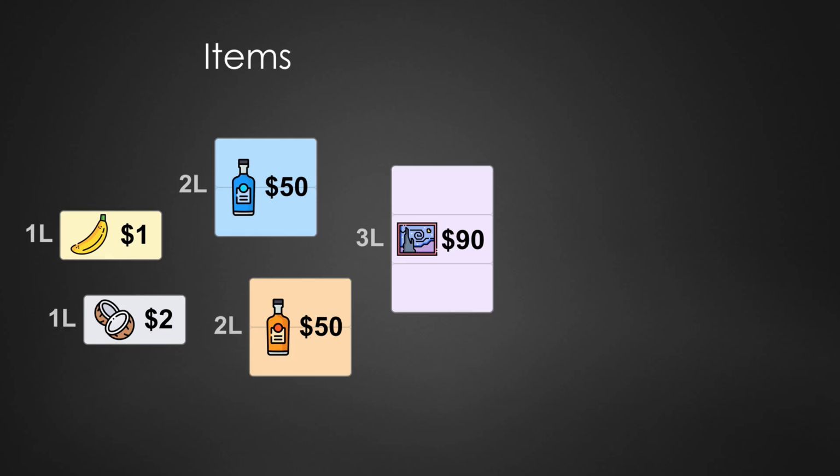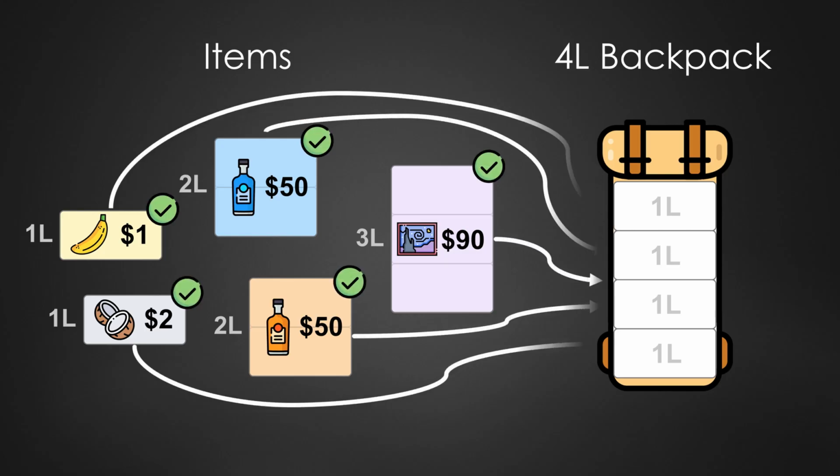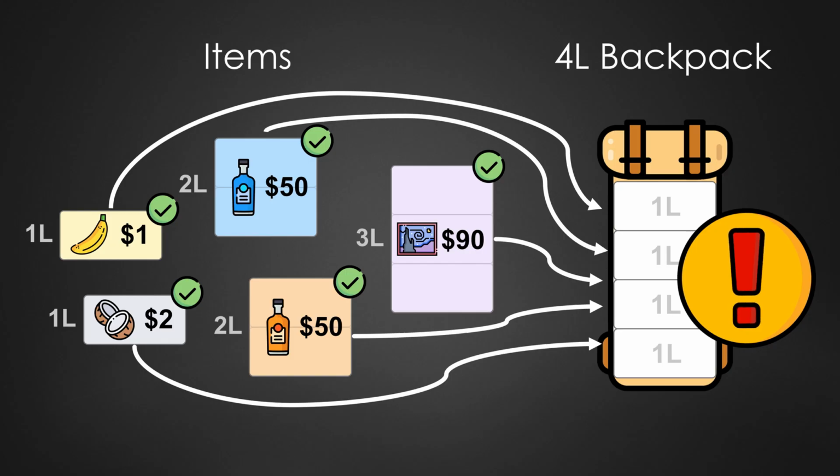For instance, the banana is worth $1 and takes up 1 liter, while the painting, worth $90, takes up 3 liters. Now, imagine you have a backpack with a capacity of 4 liters. First, note that you cannot pick all the items as there is not enough space in the backpack. Therefore, you have to make a selection.